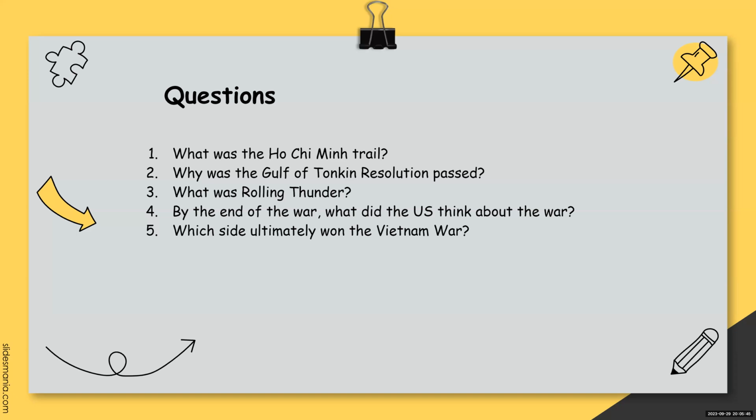All right, what was Rolling Thunder? Rolling Thunder, a campaign of sustained airstrikes to halt the North. Yes, that's correct. By the end of the war, what did the US think about it?